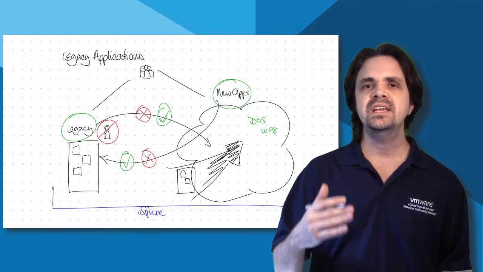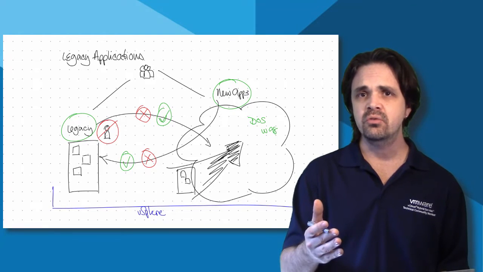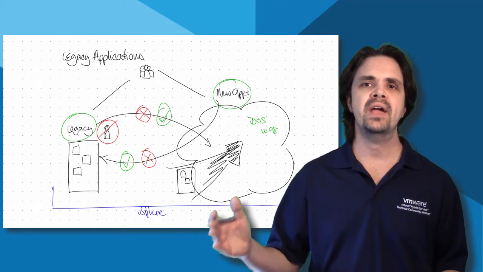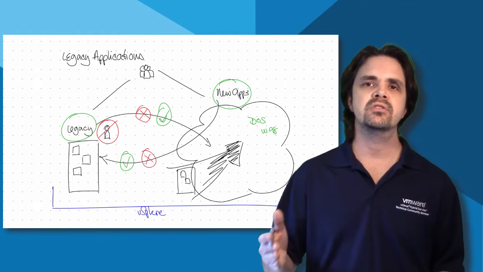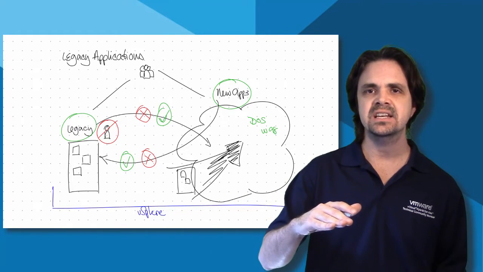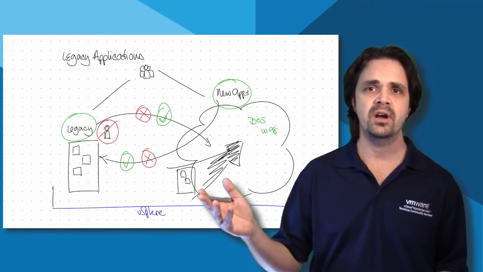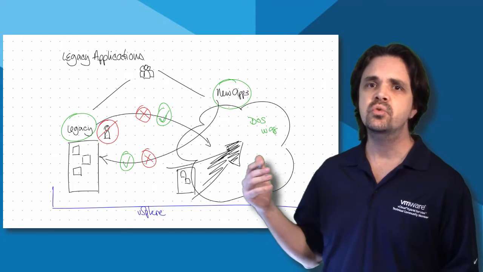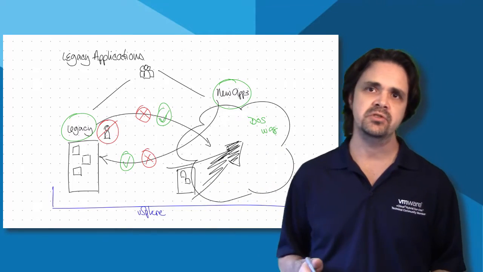vCloud Air really gives our customers and you the ability to create these sorts of functional paradigm shifts, where we're no longer looking at just what exists inside the data center and then what is somewhere else, but to truly have an integrated approach to on-prem and off-prem solutions.